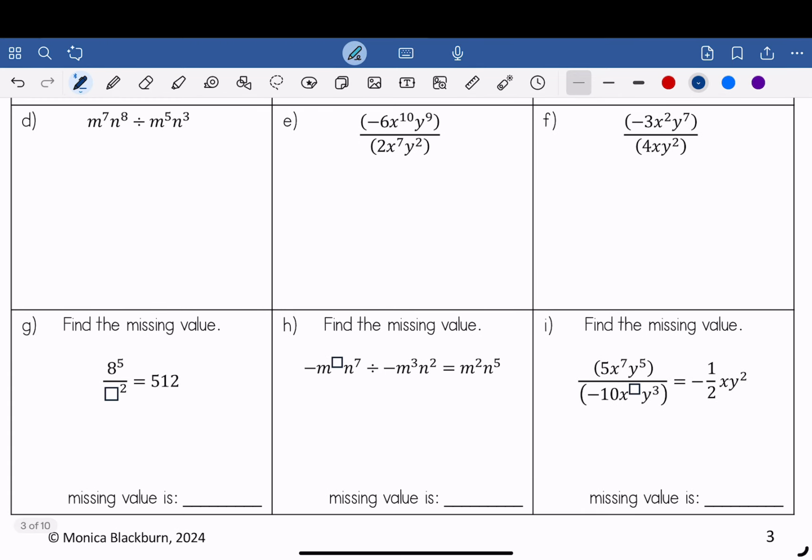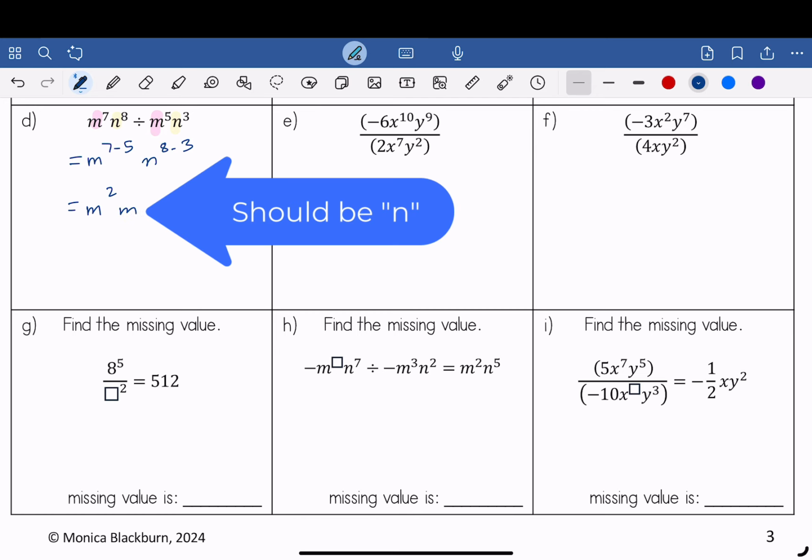So let's look at example D. We have two variables, m and n, and the sign is division. Therefore, it is m to the power of 7 minus 5, and n to the power of 8 minus 3, which is equal to m to the power of 2 and n to the power of 5.